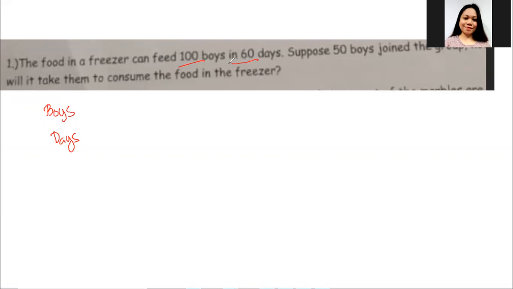If you think about that, if you have the same amount of food, the more people who will eat it, what will happen? Will it take longer if you have more people to eat the food, or will it take shorter, knowing that you have the same amount of food? Okay. So if you said that this is inverse or indirect, then yes, you're right. But before we solve this, let me give you a summary of how to solve different ratio and proportion problems. If you have a direct problem, and the other one is indirect or inverse.